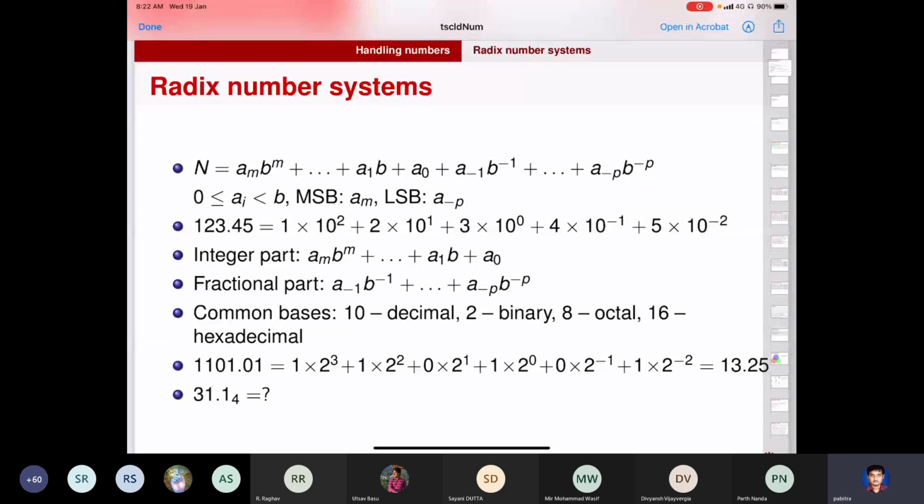Okay, and I think you also know two things. The first thing is that you should be able to do a base conversion. So if you have 31.1 in base 4, you can easily find out its value. It would be 1 into 4 to the power 0, plus 3 into 4 to the power 1, plus 1 into 4 to the power minus 1. That would be the equivalent value of this.